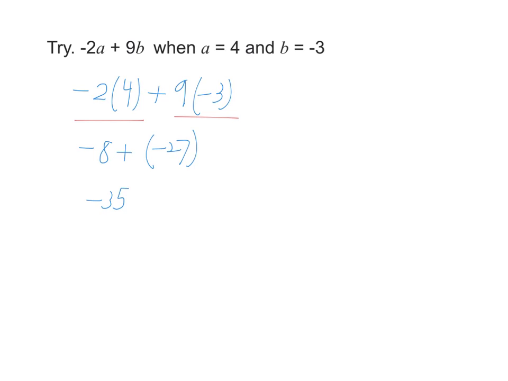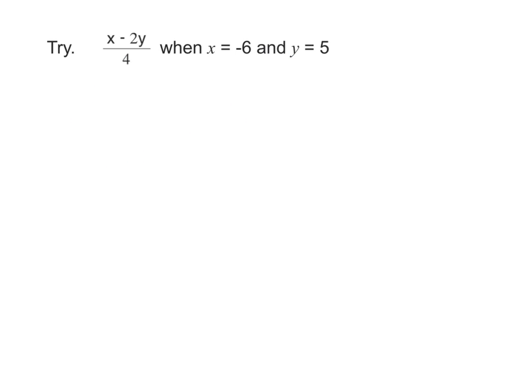All right, let's try another one. Do the same thing. Stop the video, try this one, and then start it up again when you're ready. Okay, in the numerator, x is negative 6, y is 5, and the denominator is 4.